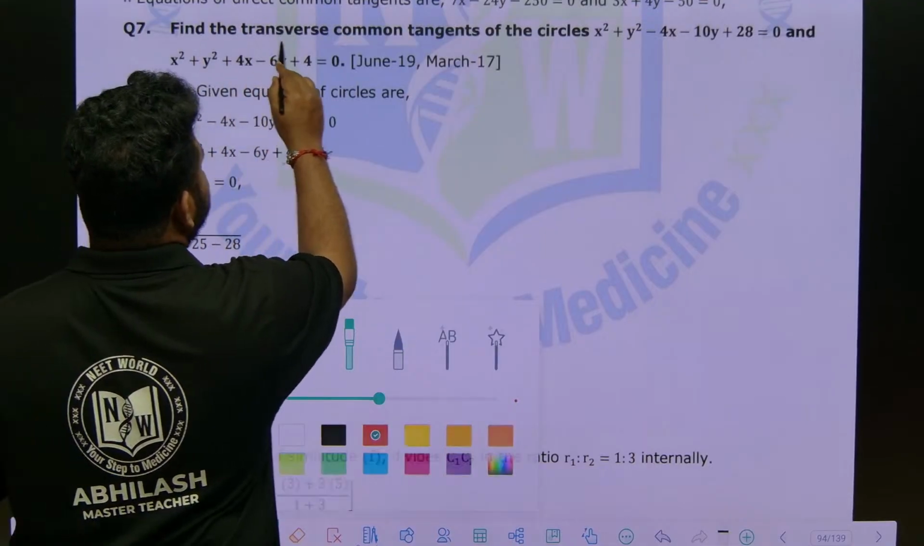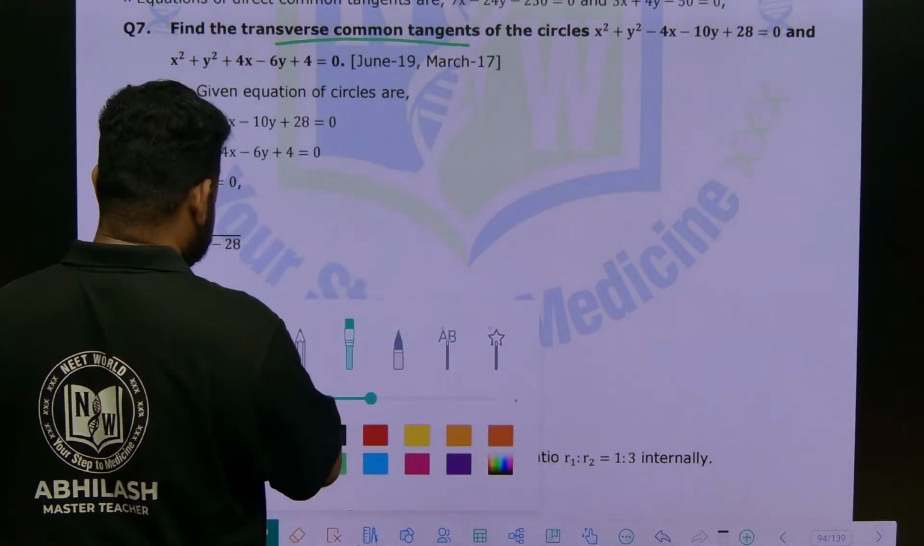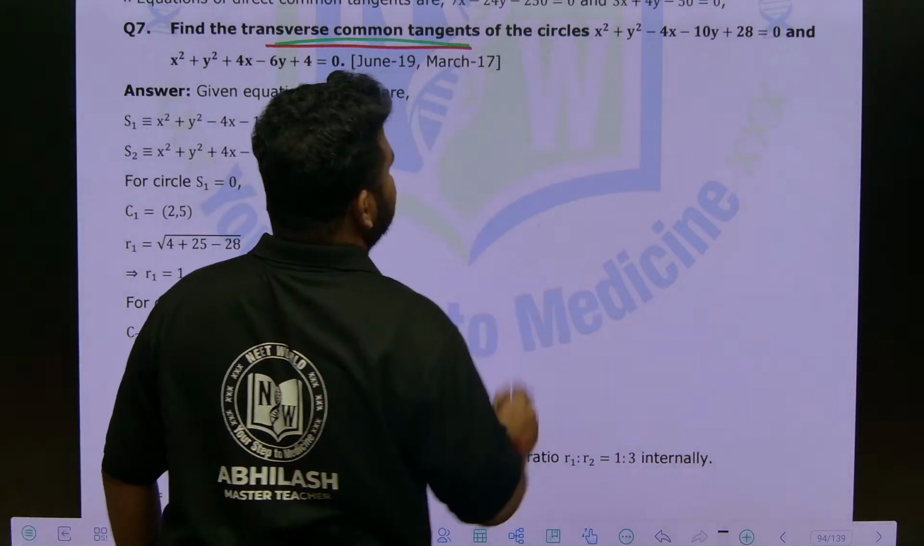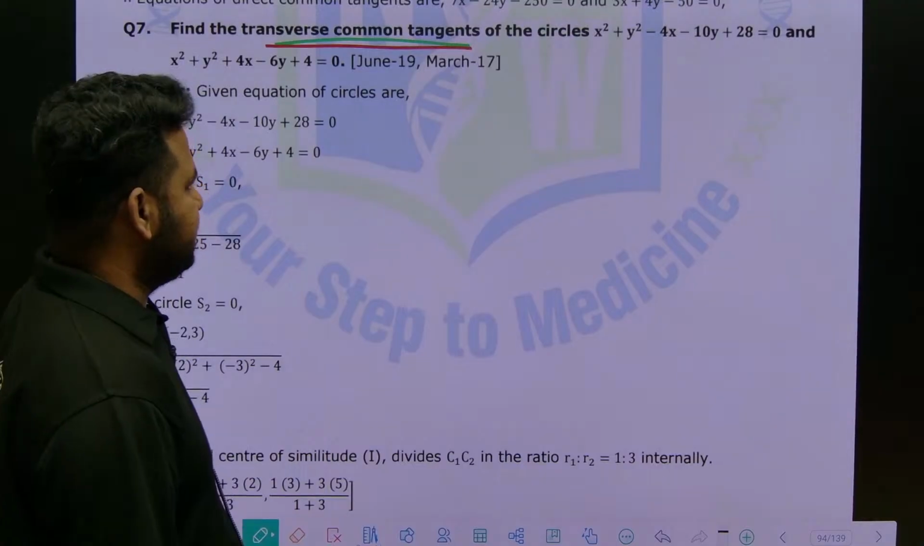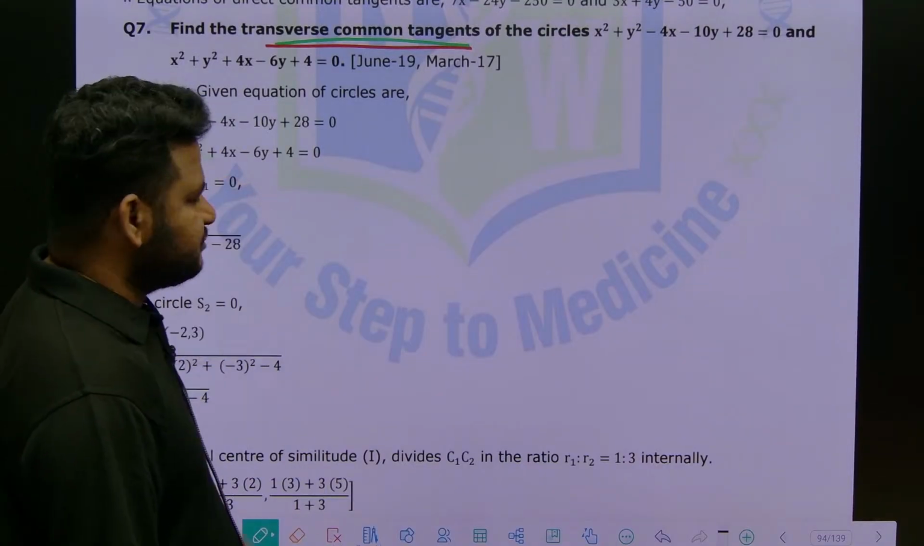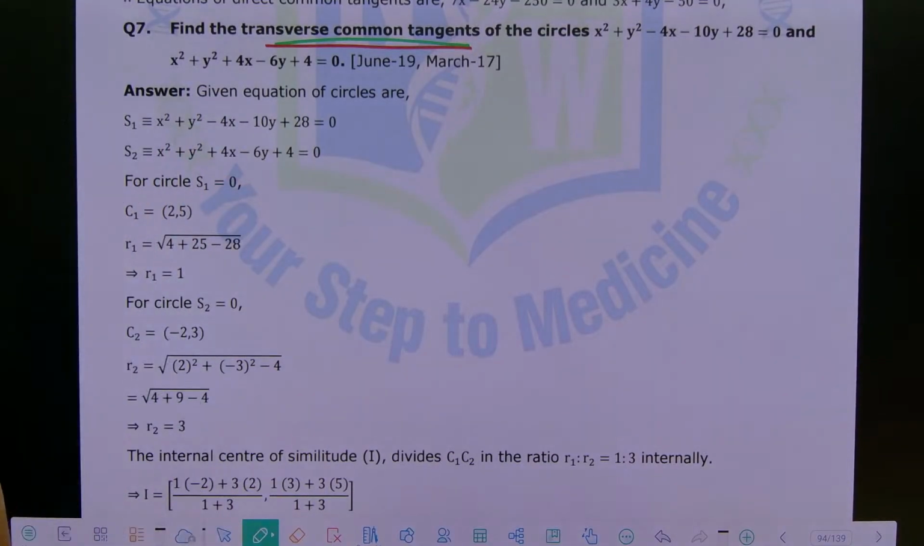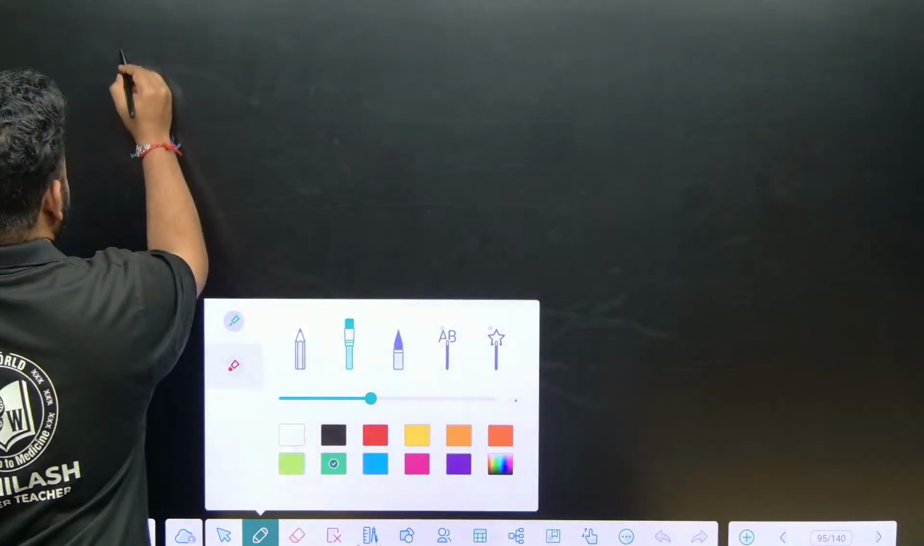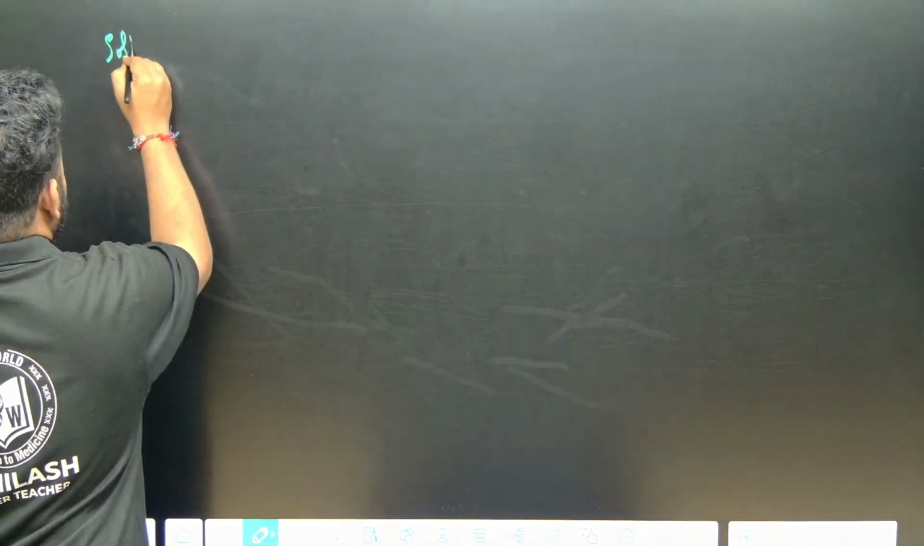So let us solve this question. Find the transverse common tangents of the circles x square plus y square minus 4x minus 10y plus 28 is equal to 0. Another circle is given. Transverse common tangents we have to find out, correct? In the last class itself I explained what transverse common tangents are. First let us write down the given solution.